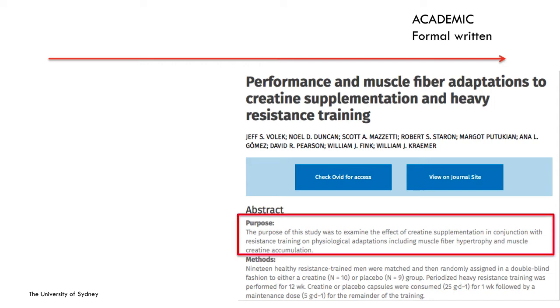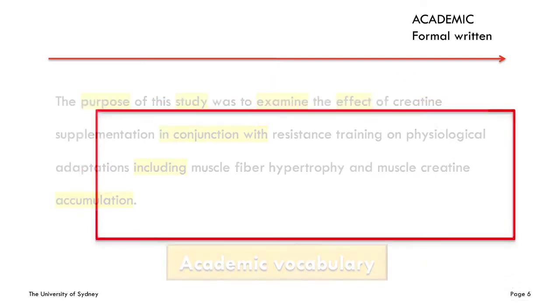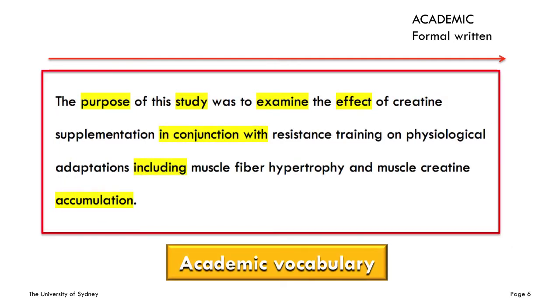We'll illustrate this with a text in this box. The words highlighted in yellow can be found in all kinds of academic texts on any topic. That is, they are common to all disciplines. They are also more formal than the general options. For instance, examine is more formal than look at.